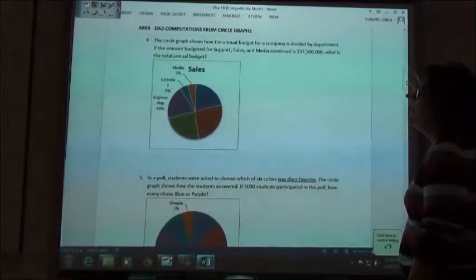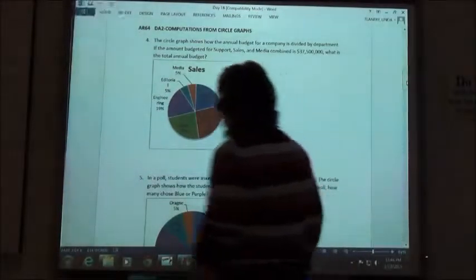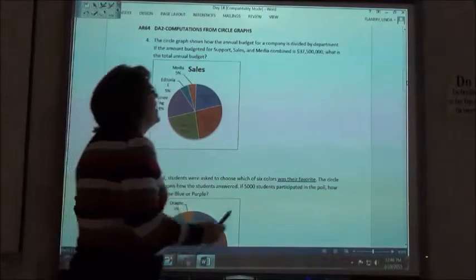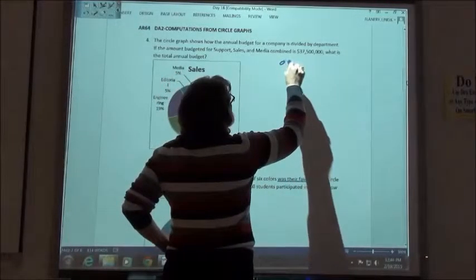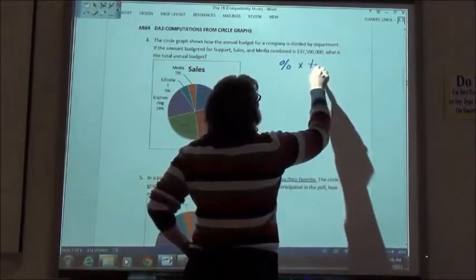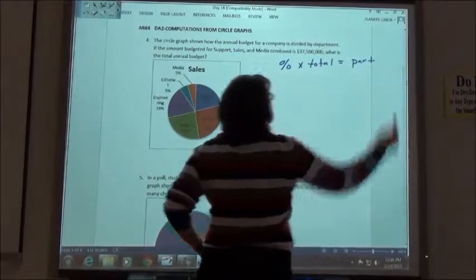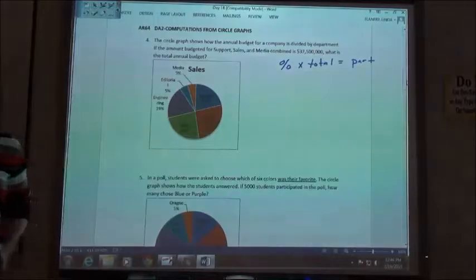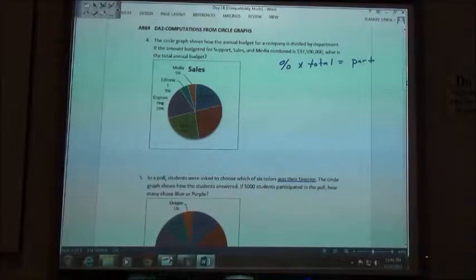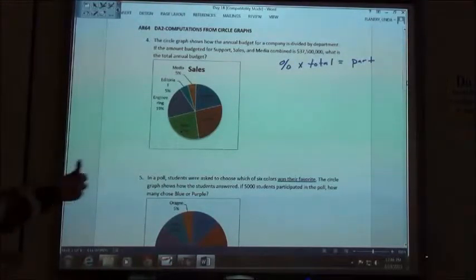All right. The next ones you did were the computations from your circle graph, and you want to think of the formula as being the percent times the total to equal the part. Sometimes it says what is the total, and sometimes it says how much did I spend on these 2 or 3 items. So the circle graph shows how the annual budget for a company is divided by department.